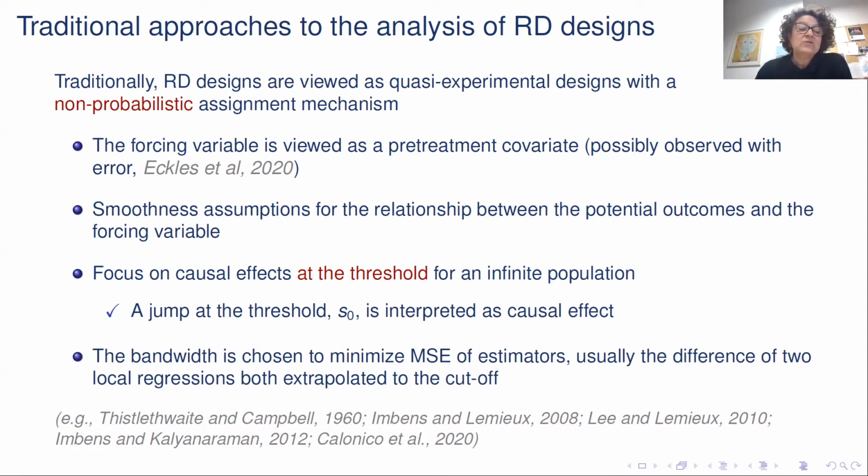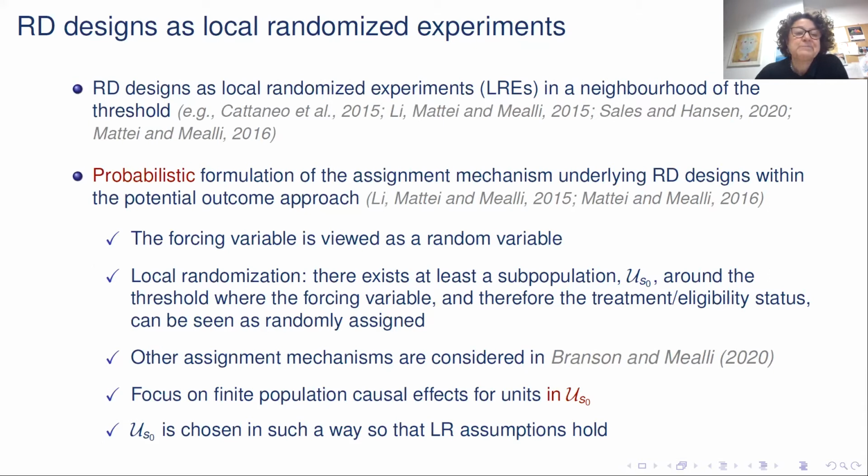And essentially, the bandwidth, namely the units that are used to estimate this quantity, is chosen in order to minimize the mean square error, or the asymptotic expression of the mean square error, of the estimators. And these estimators are usually the difference of local regressions extrapolated to the cutoff point. Okay, this is the essence of these traditional econometric smoothness or continuity-based approaches to the analysis of RD designs.